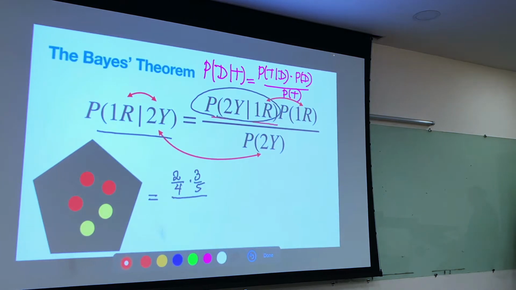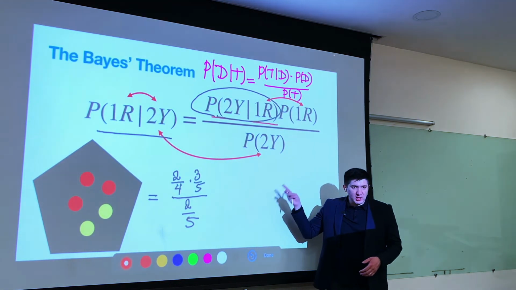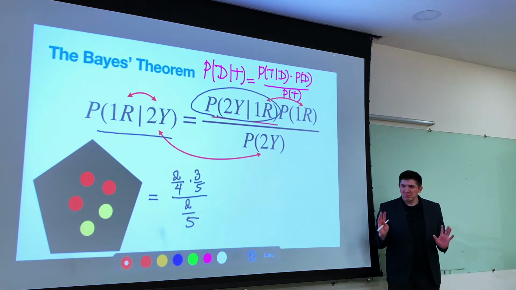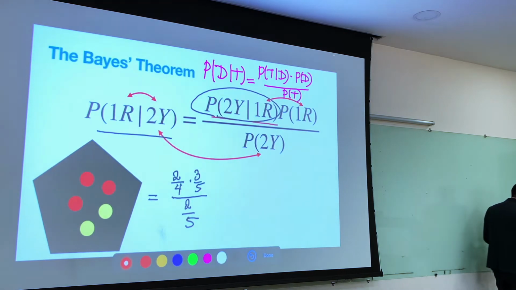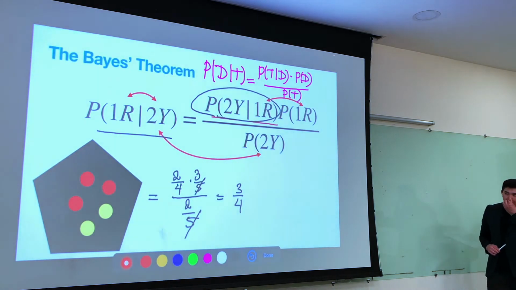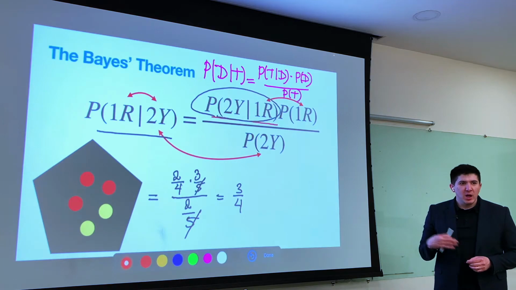Divided by the probability that the second ball is yellow, which is 2 over 5, right? We just calculated this previously using the law of total probabilities. So in the Bayes rule, most of the time, this number on the denominator is calculated using the law of total probabilities, in 99% of the cases. So now we're going to make the simplifications. It is going to be 3 over 4, 75%.